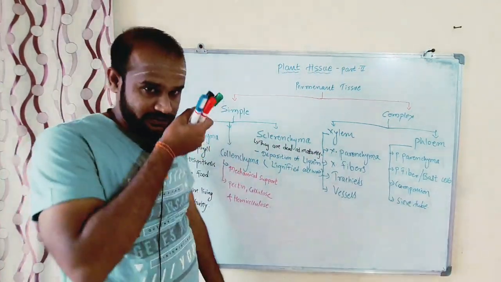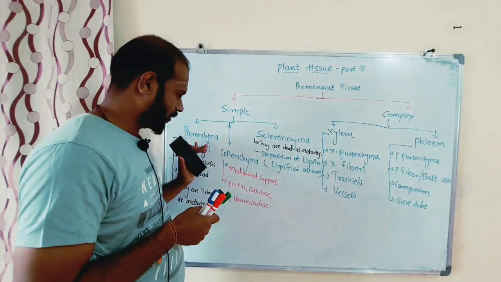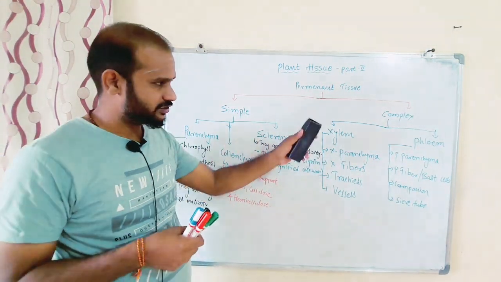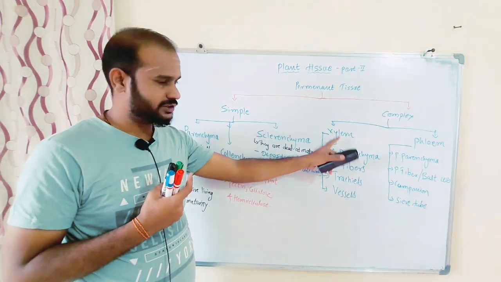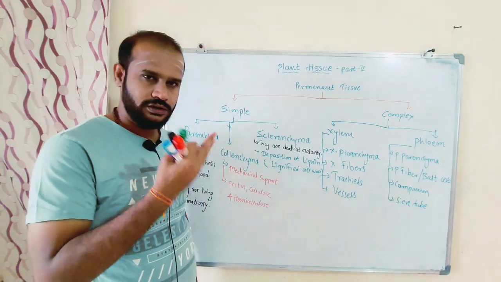I hope you understand the simple permanent tissues: parenchyma, collenchyma and sclerenchyma. In the next lecture we'll see complex tissue. In that, we'll see the xylem and phloem in the third period.